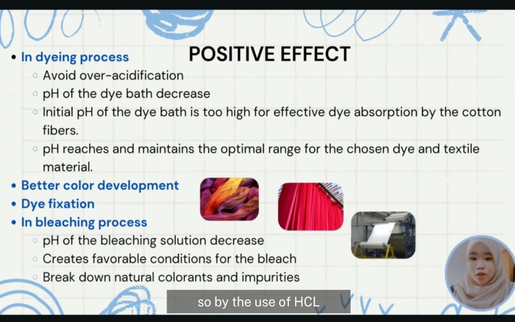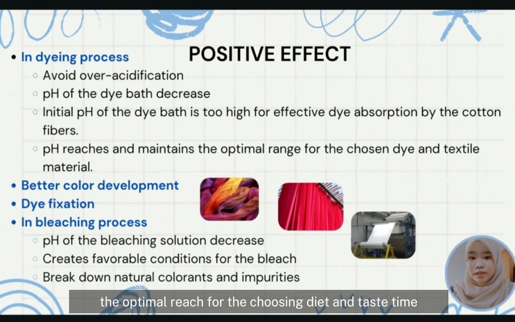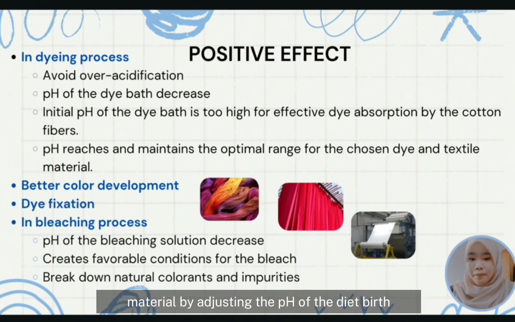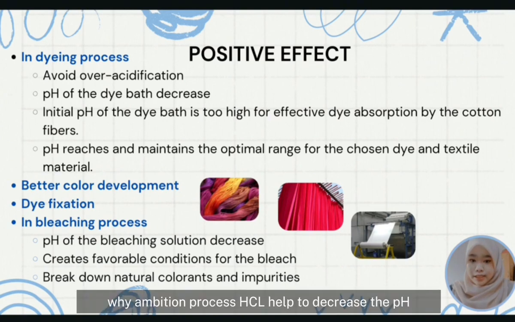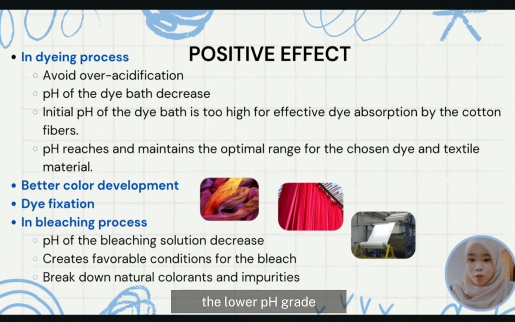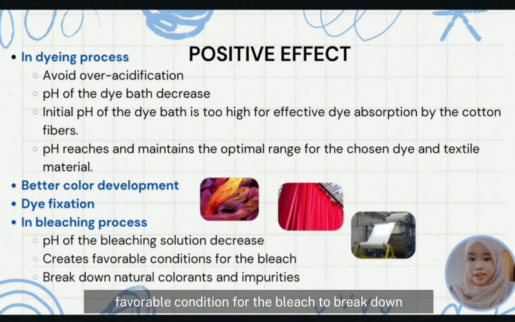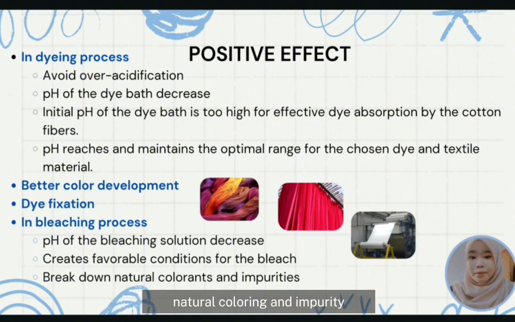By the use of HCl, it helps the pH to reach and maintain the optimal range for the chosen dye and textile material. By adjusting the pH of the dye bath, it can optimize for better color development, dye fixation, and overall quality of the dyed textile material. While in the bleaching process, HCl helps to decrease the pH of the bleaching solution. The lower pH creates favorable conditions for the bleach to break down natural colorants and impurities in the fabric.